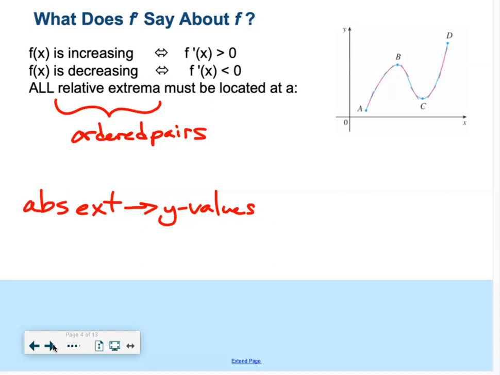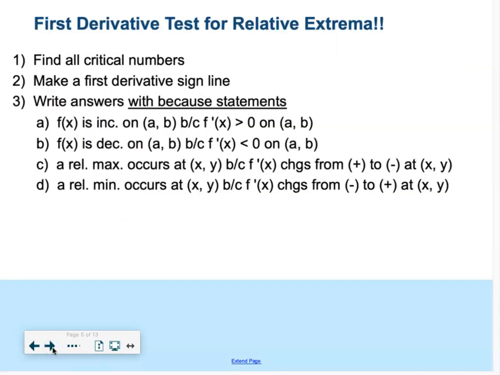Oh, and the other thing you should all know, remember that relative extrema, does anyone remember there's another name for these? Local extrema. So if you see local, same thing. So relative and local, same thing. All right. Let's move on.